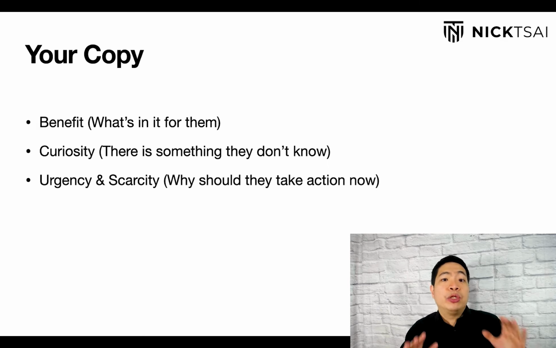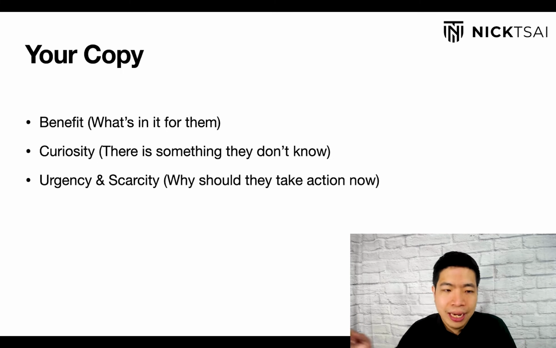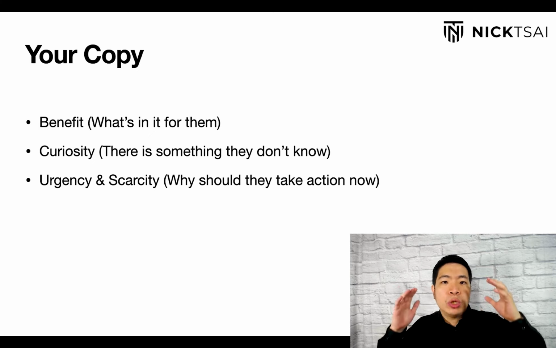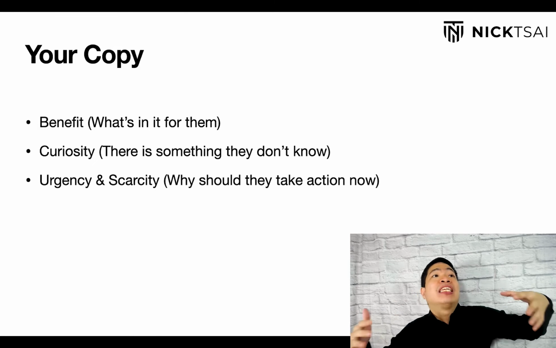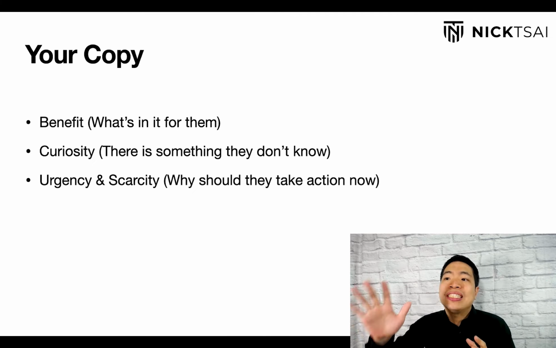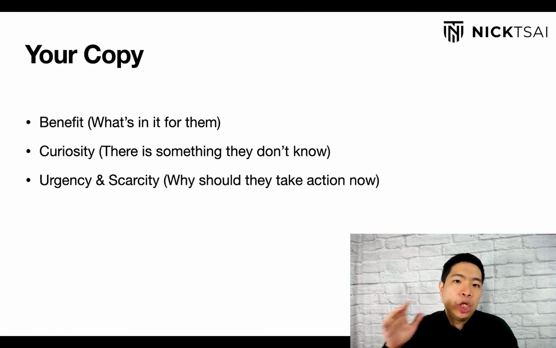And another part is your copy. That is your headline. That is your bullet points. And the key here is you want to convey the benefit, not the feature, right? So you want to ask your question, what's in it for them. Right? It's not about you. It's not about, hey, I have a really great product. No, it's about what's in it for them. What problem you can help them solve, right? What problem you can help your audience solve.